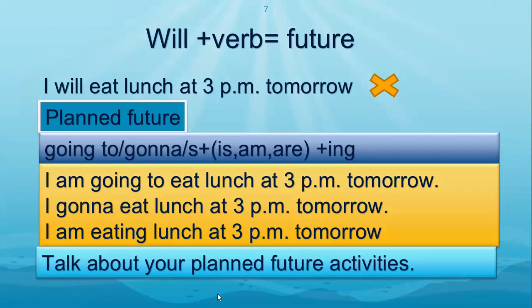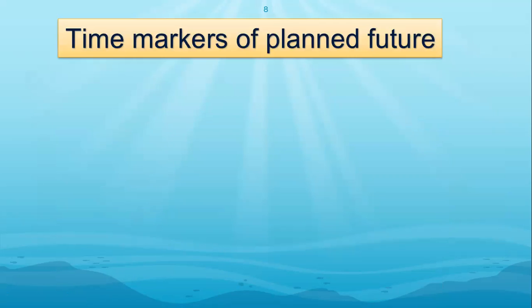Okay, future activities, we did that. And now we are moving to time markers of planned future. Very important. When you plan a future, there are time markers. The time markers help us. Now, with ing, you can say, my father is going to Colombo. Usually when there are no time markers, it is now, not future. Ing is now. Father is working. I am having my lunch. But when you fix that with time markers, then it becomes future.